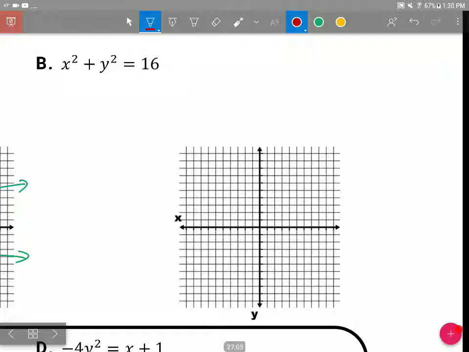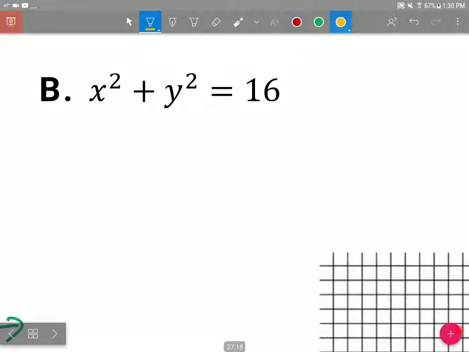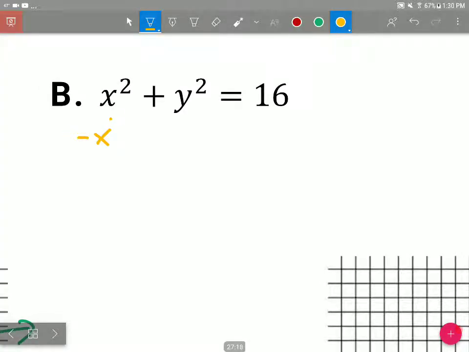Circle. It's a circle. That is actually the equation for a circle with a radius of 4 units. It really is. All right, so here we go. Let's start off. Let's solve for y. So start off, subtract the x squared. So I got y squared equals 16 minus x squared.